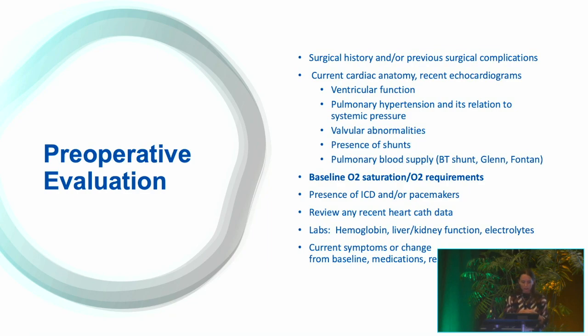Presence of shunts, so we'll go into that, as well as how is the pulmonary blood flow supplied? Is it normal from the right ventricle, or is it through something like a BT shunt, which is typically from the right subclavian artery to the pulmonary artery? Baseline oxygen saturations are extremely important, maybe the vital sign I pay attention to the most in pre-op, as I was just saying. Presence of pacemakers, ICDs, those are in congenital heart disease.